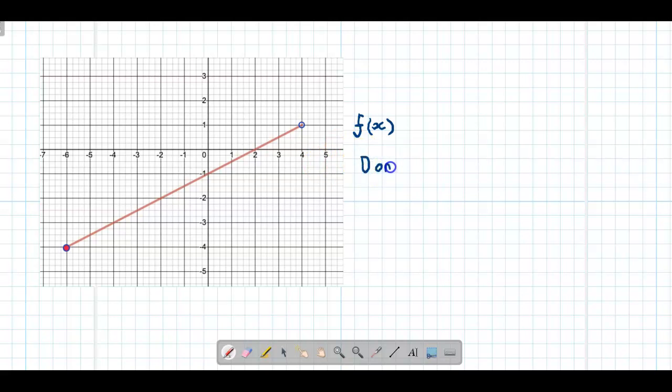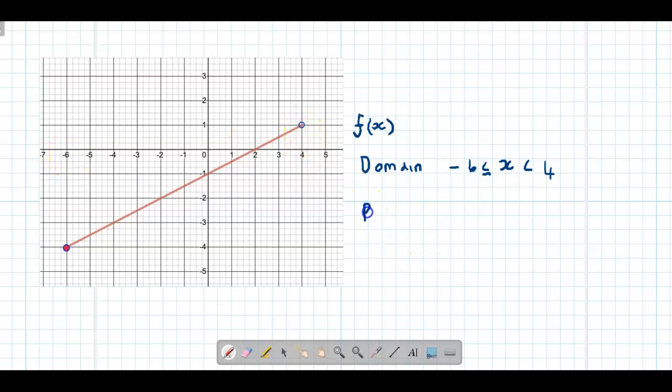So the domain for this one will start down here at -6 for x, and because we've got a solid closed circle, that means that x has to be bigger than or equal to that, and less than, and the open circle here means that it does not include 4, so it goes up to 4. So we've got this as -6 up to 4 for the x numbers.